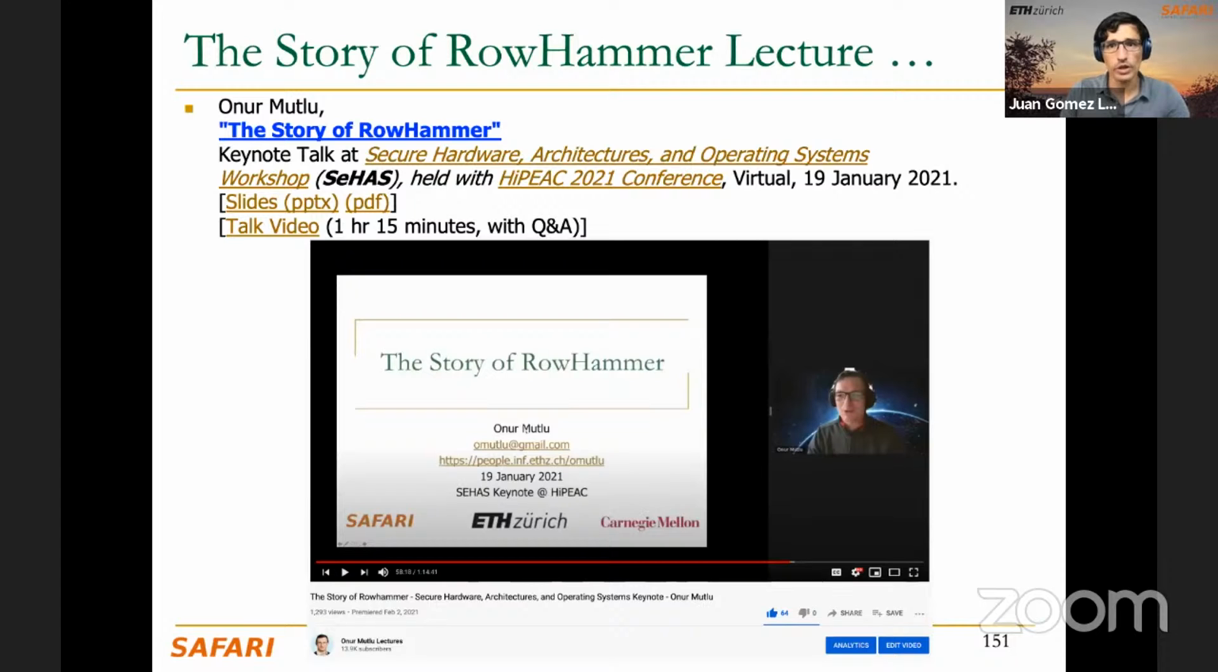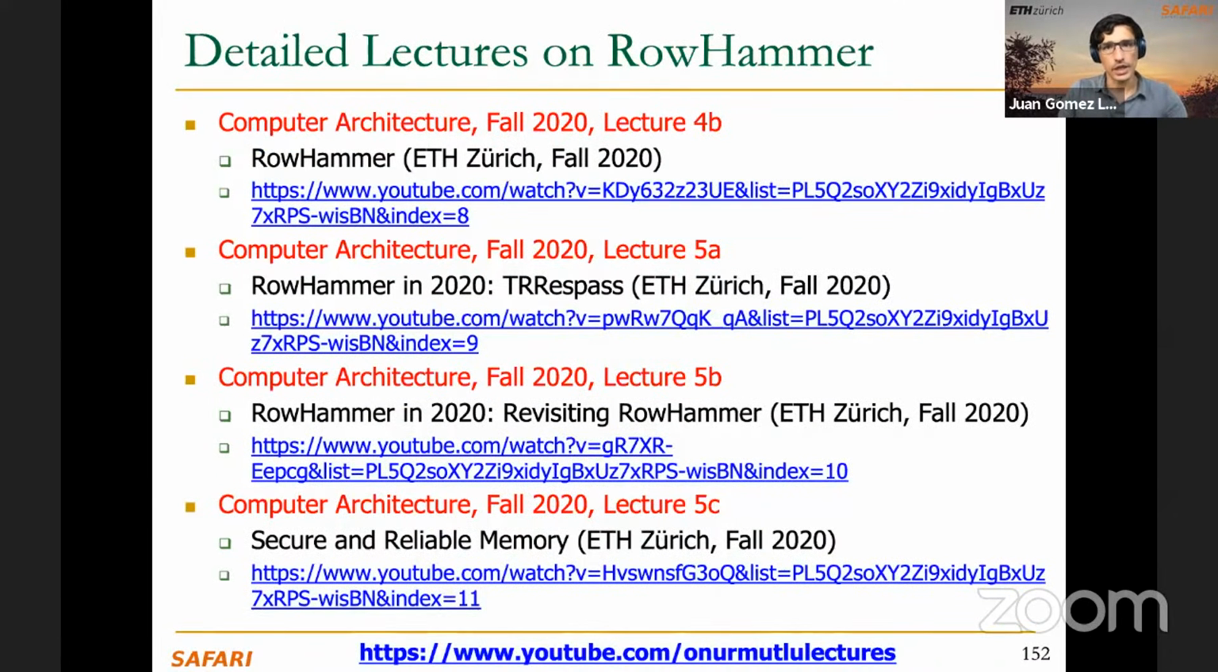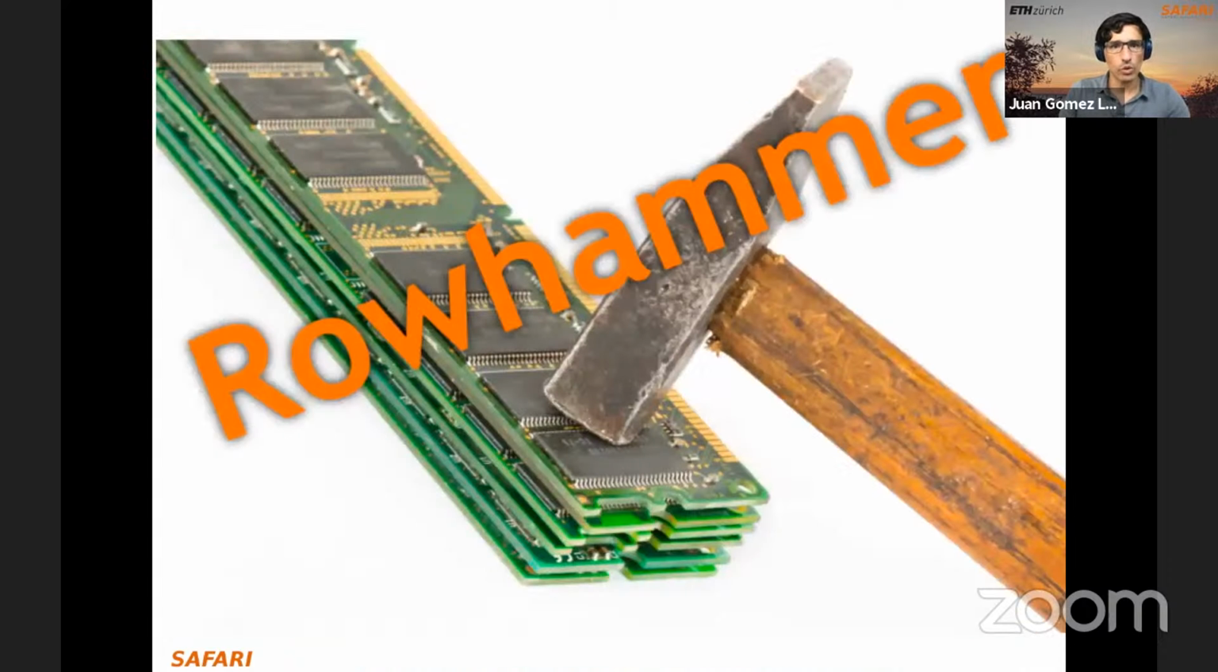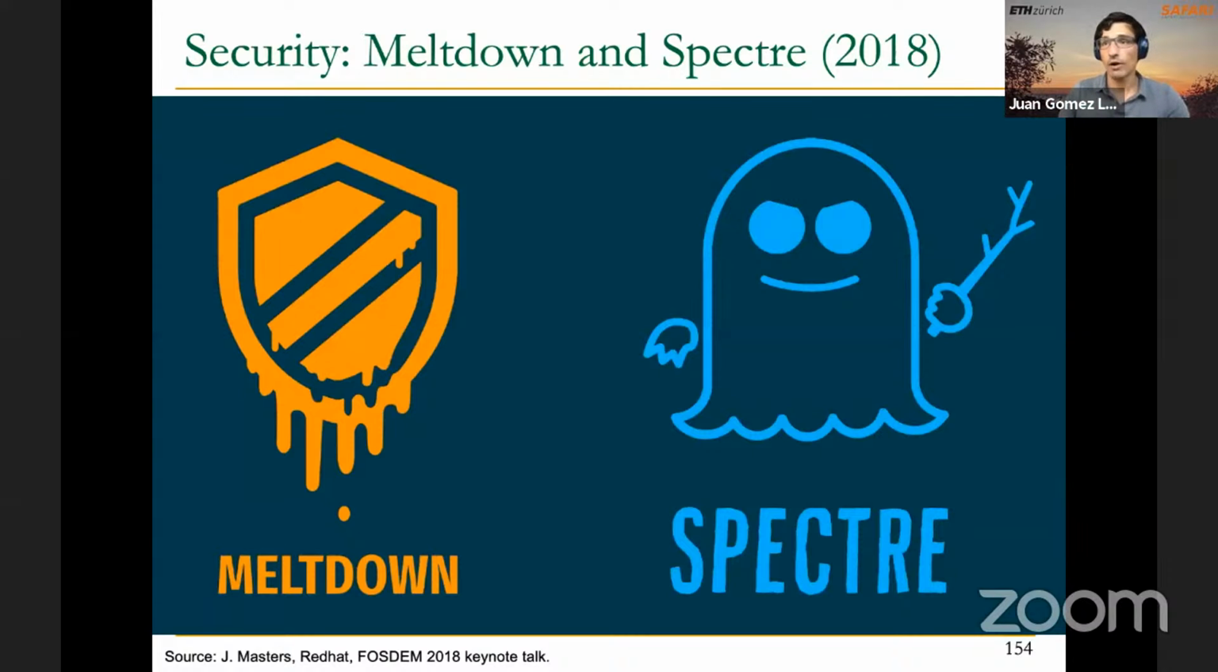If you want to learn more, you can for sure read all these papers, but I would definitely recommend this talk by Professor Mutlu, The Story of RowHammer, and even more lectures about RowHammer from the Computer Architecture course, and this beautiful picture. And RowHammer is not the only hardware-related type of attack, right? For sure, you have also heard about Meltdown and Spectre.